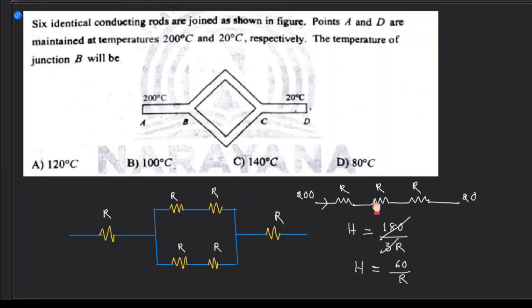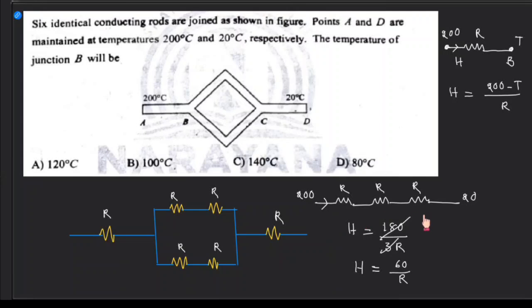For example, now if I take just this part, if I consider only this one resistor, here the temperature is 200, right? And here, at this point B, the temperature is not known, say T, the resistance is R, and the heat current through it is H. So again this heat current can be written as the temperature difference, 200 minus T, by the resistance R.